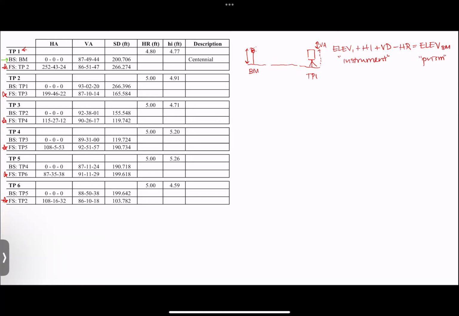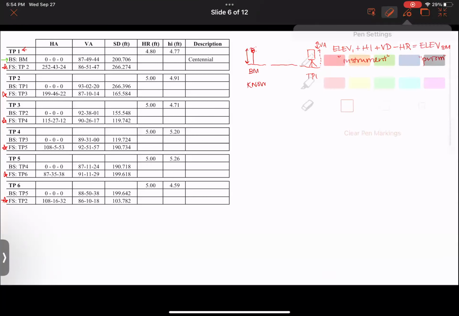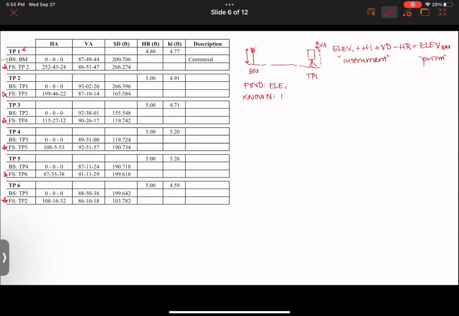So this equation as we have it written, we could solve, but what do we want to know? We want to find elevation at TP1, and our known here is elevation at the benchmark. It is Centennial, so we know what that elevation is. And I am happy to tell you that that elevation is 348.94.